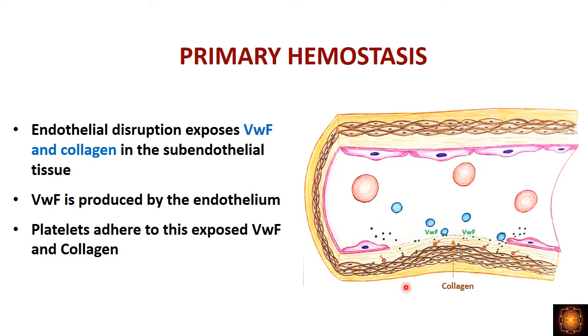Now what happens after this endothelium is lost from the surface? When endothelium is lost, the subendothelial collagen is exposed. Along with that, the von Willebrand factor is also exposed. This von Willebrand factor is produced by the endothelial cells and also by the subendothelial cells. So von Willebrand factor and collagen are exposed. Platelets come and adhere to these two. Once the platelets adhere to the von Willebrand factor, they get activated.